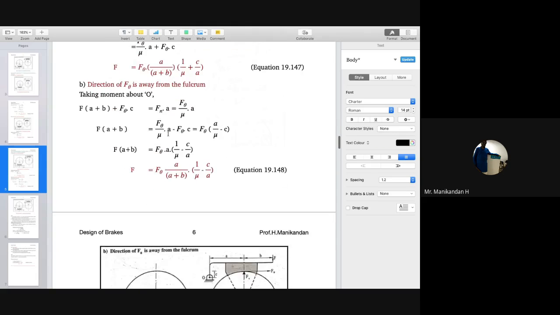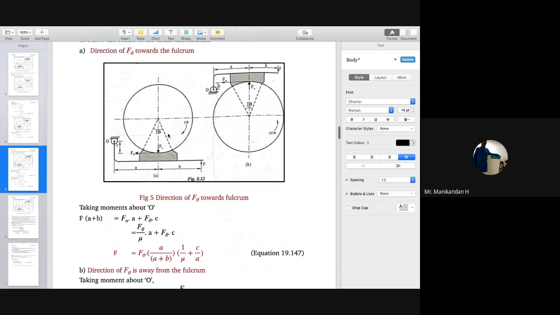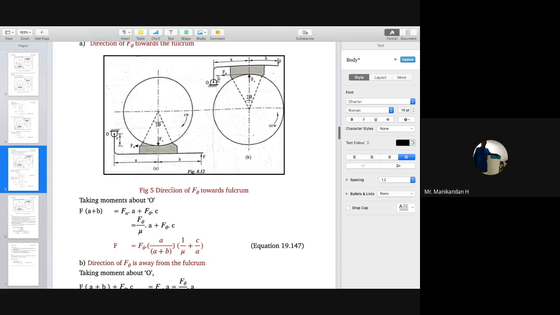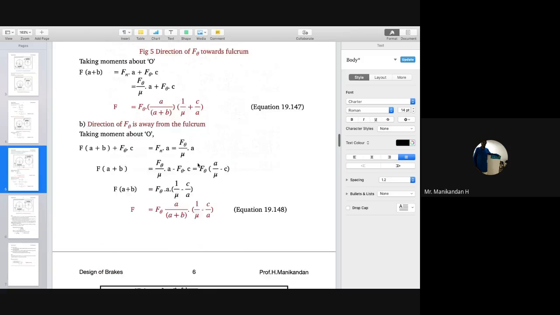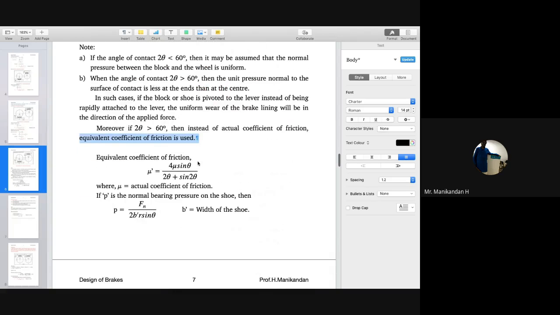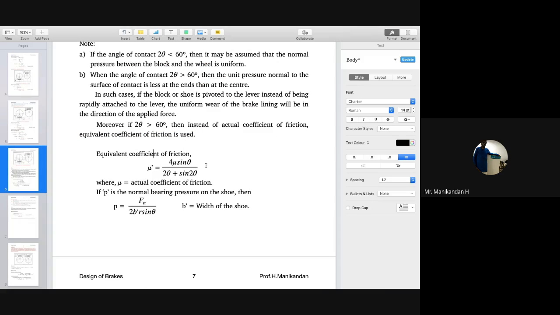So this 2 theta, if it is less than 60, no issues, you can actually use the coefficient of friction as it is. But if the 2 theta is greater than 60, then we have to go for the equivalent coefficient of friction like this. Equivalent coefficient of friction is given by mu dash, which is equal to 4 mu sin theta by 2 theta plus sin 2 theta, where this 2 theta will be in radians, whereas sin theta and sin 2 theta will be in degrees. So you have to convert to radians while substituting.